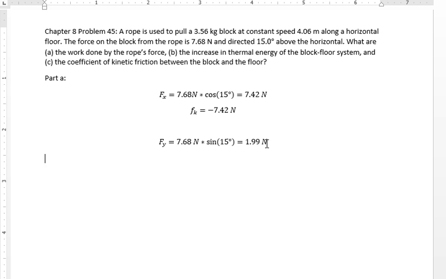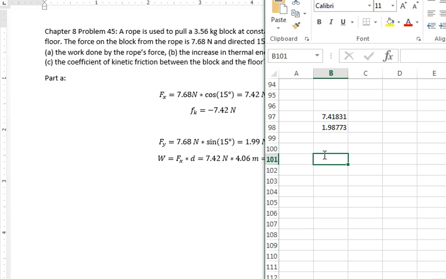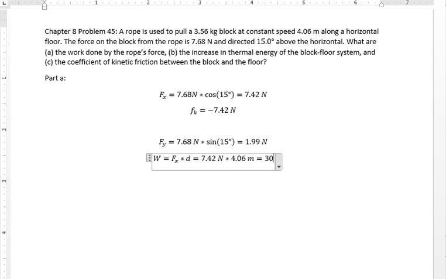Part A. What work is done by the rope's force? The work done by the rope is the force it's applying in x times the distance, which is just 7.42 newtons times 4.06 meters. 7.42 times 4.06 is 30.1 joules.